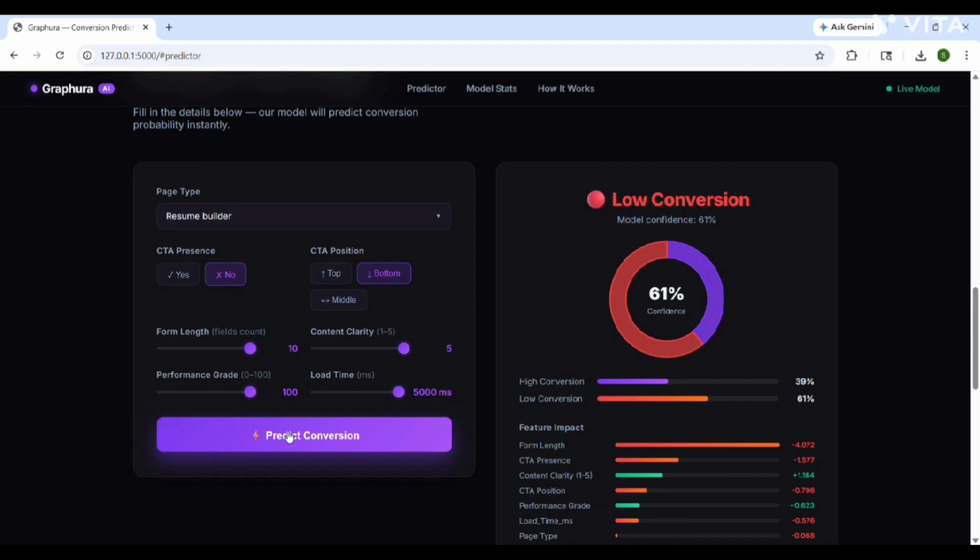So this model is trained on features such as CTA presence and CTA position. And these are some of the critical factors in determining whether our page is optimized for the conversion or not.